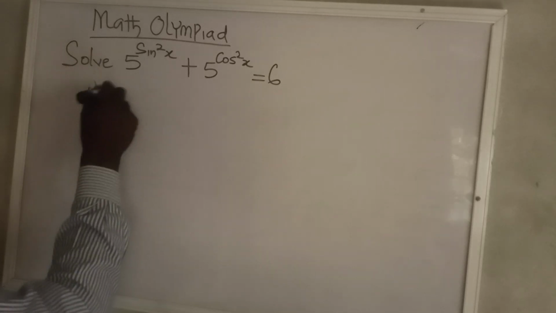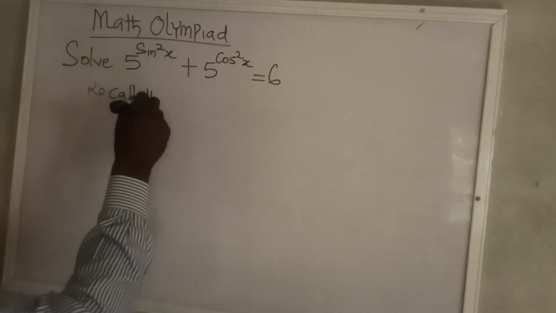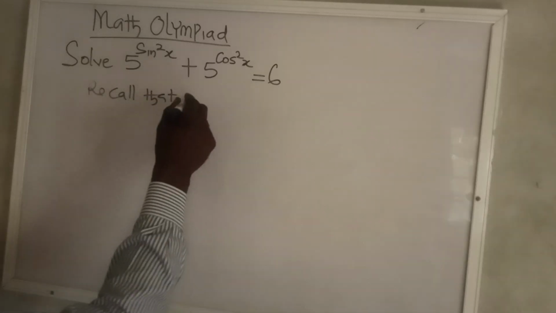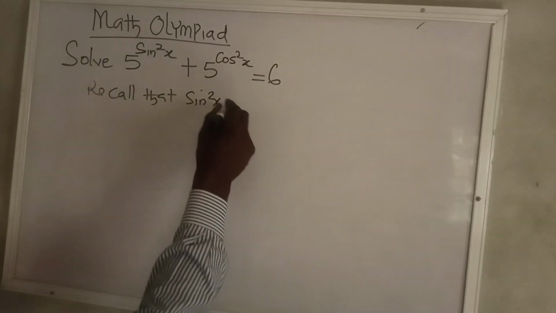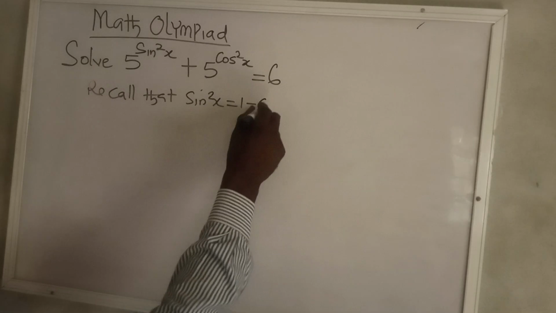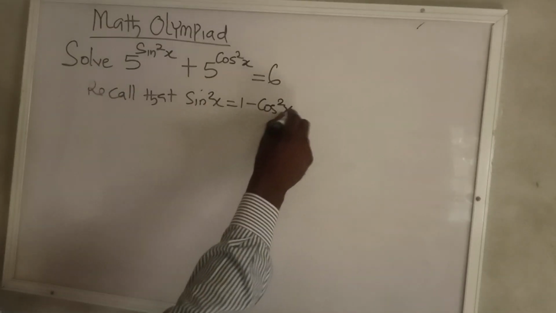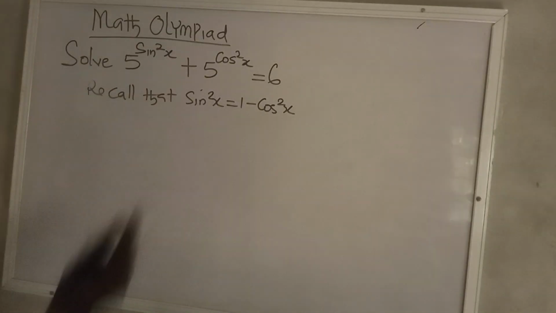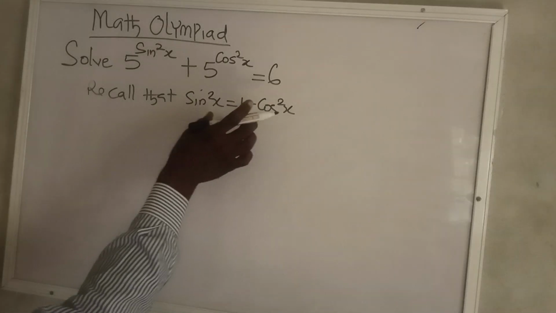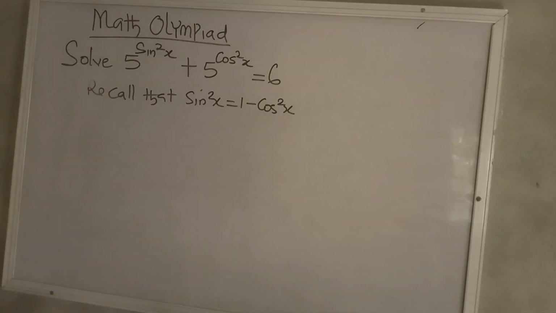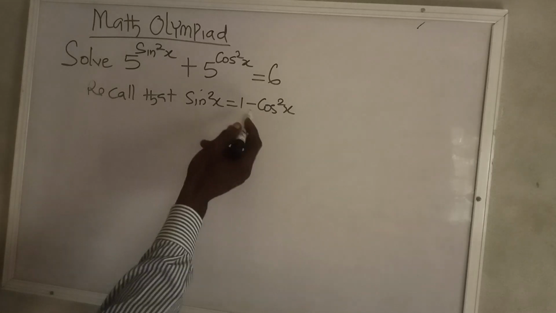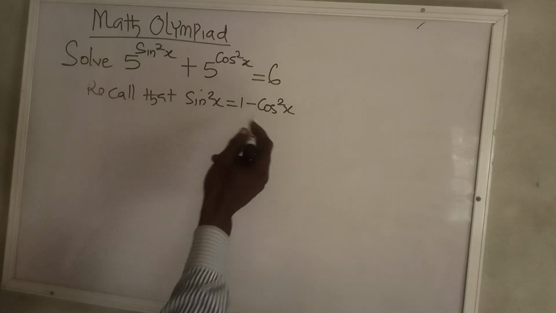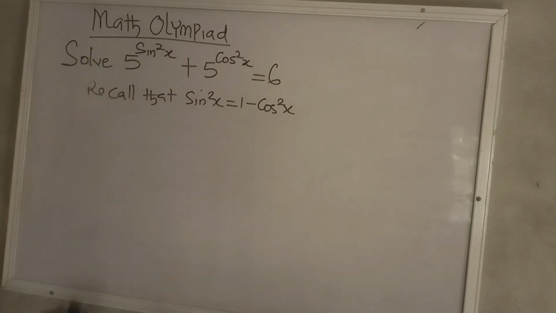Recall that sine squared x equals 1 minus cos squared x. Here we will apply this in this equation. Where we see sine squared x, we substitute it with 1 minus cos squared x.